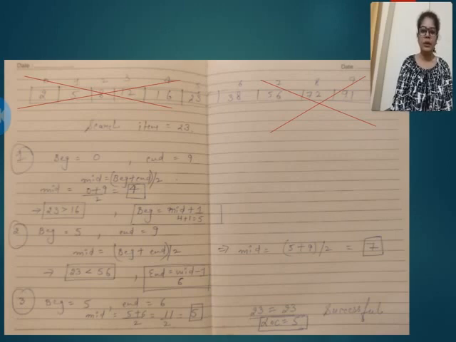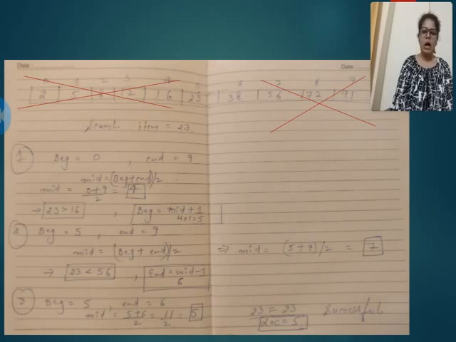23 is greater than 16. So it means 23 must be in the right portion of the mid. It can't be in the left portion of the 16. It can't be in the left portion of the mid. So what we have to do in that case is discard the left portion of the mid, and calculate the new beginning.